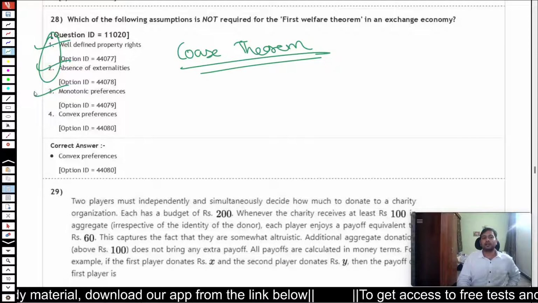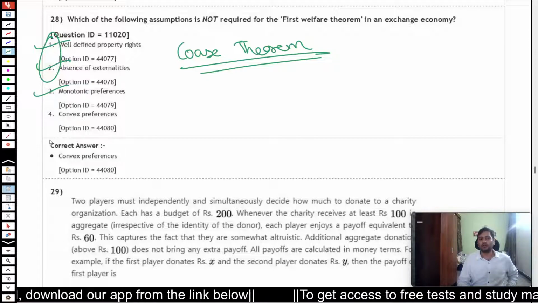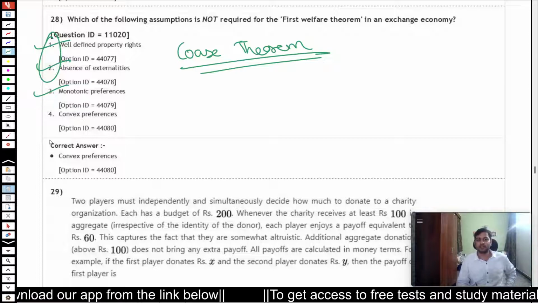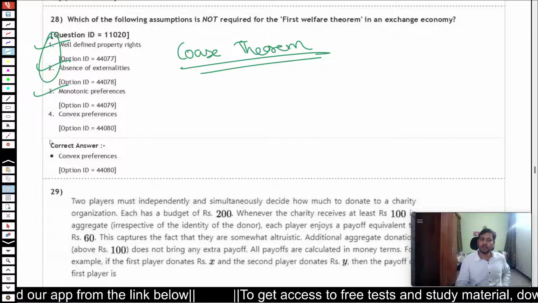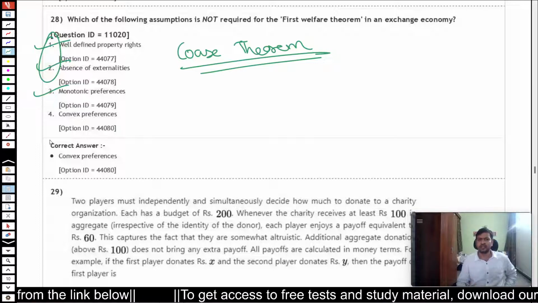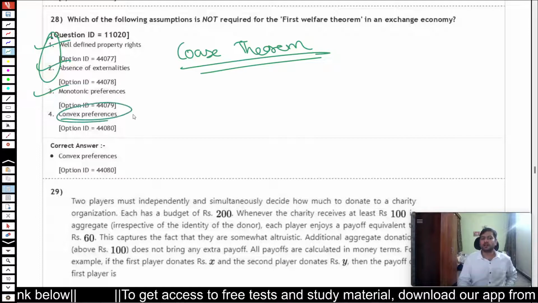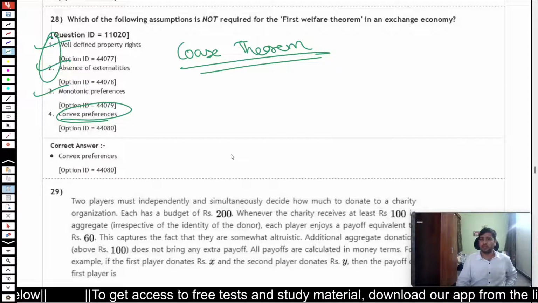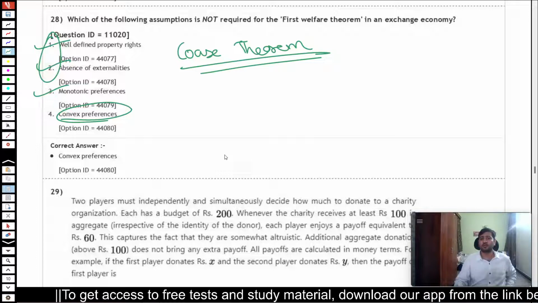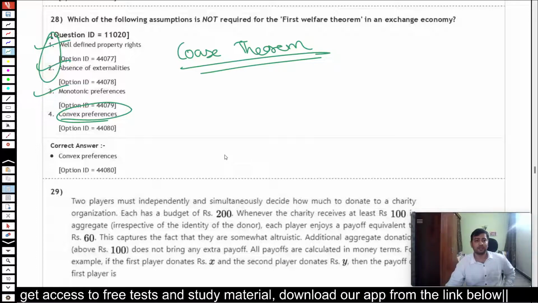Okay, and so options 1, 2 and 3. 3 is again monotonic preferences. It just says that if you increase the amount of all goods, the utility will increase. So these 3 are definitely required. Convex preferences are not required. Okay, you don't need convex preferences in order for the first welfare theorem to be applicable in exchange economy.